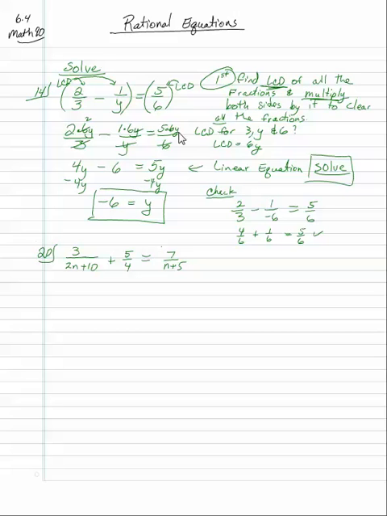Again, I'm going to multiply both sides by the LCD. So let's see, we have 2n plus 10, which is 2 times n plus 5, and 4, which is just 2 times 2, and then n plus 5. So our LCD is going to be 4 times n plus 5. I'm going to multiply each term, so basically I'm going to distribute it, with 4 times n plus 5.